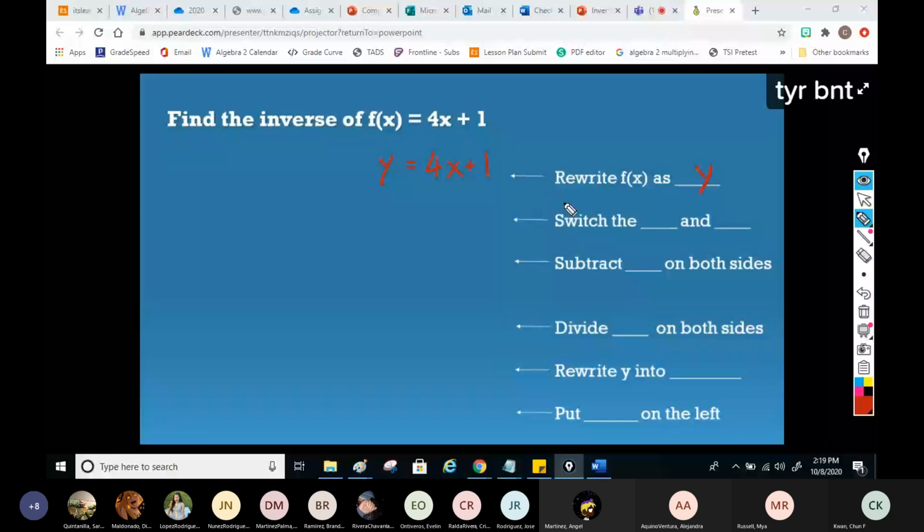All right, and then the second step, this is one of the most important steps, but it is easy. Switch the x and the y, all right? So I want to make the y into an x, and then I want to make the x into a y. So switch the x and the y. So you swap places, the x becomes a y, the y becomes an x.